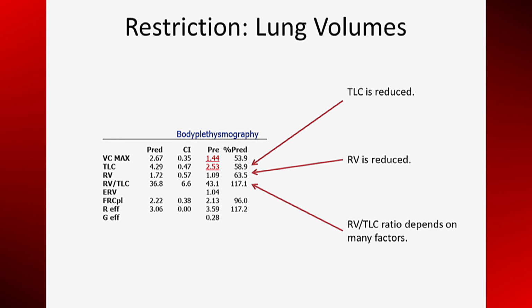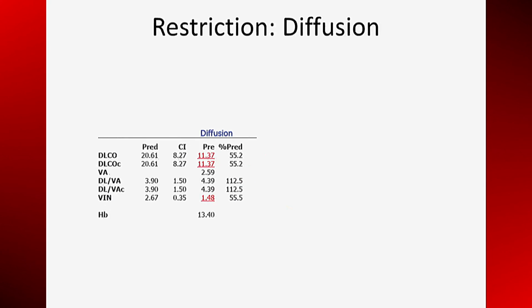The RV to TLC ratio will depend on the nature of the restriction. This calculation is not as helpful in restriction as it was for the determination of air trapping in obstructive cases. The final element is diffusion. Our examples in the previous lectures had normal diffusion. This case has a diffusion impairment.